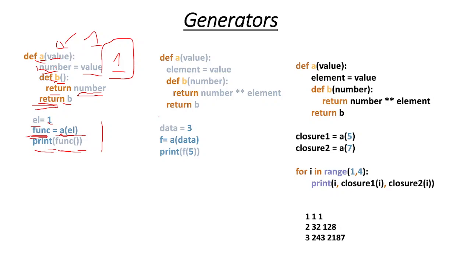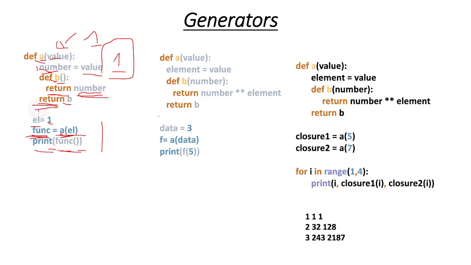So again, what happened? First, we invoked the a function. Then we assigned it to our func variable. And inside our b function, as you can see, we have the return keyword, which will return the number variable, which now stores an integer of 1.